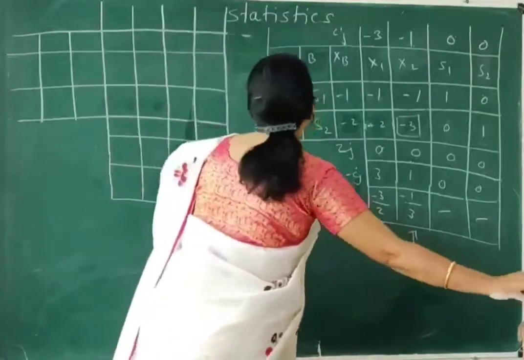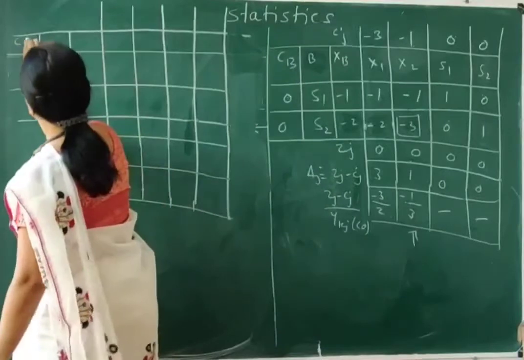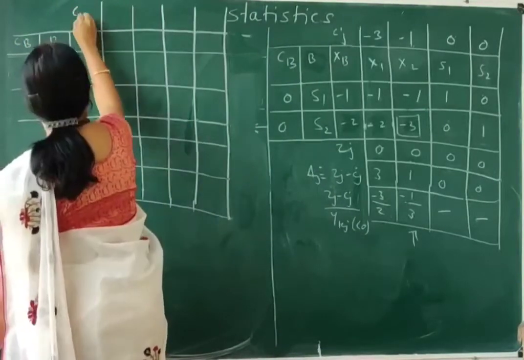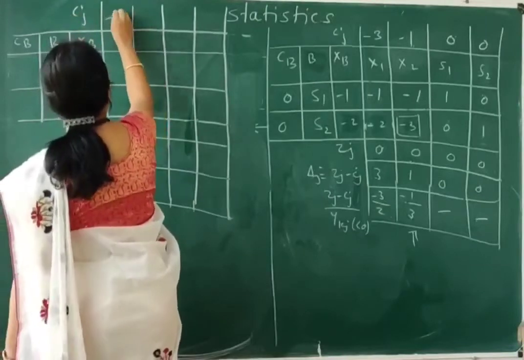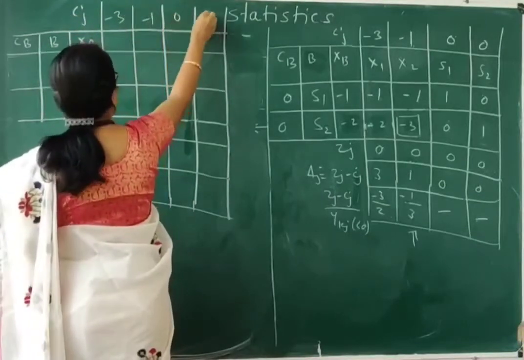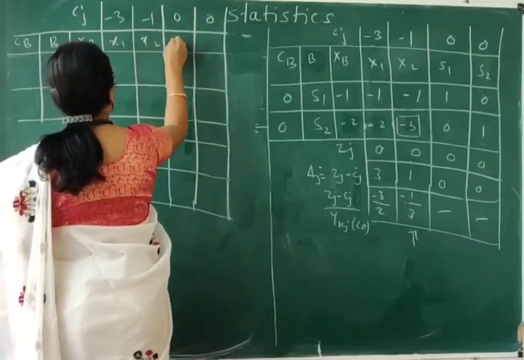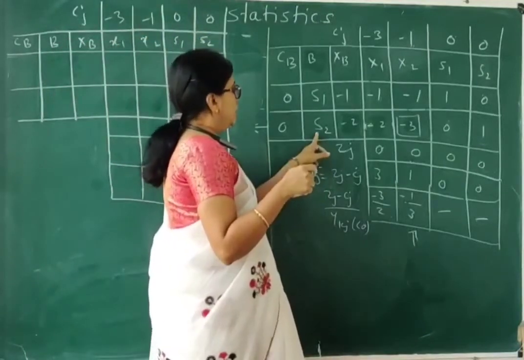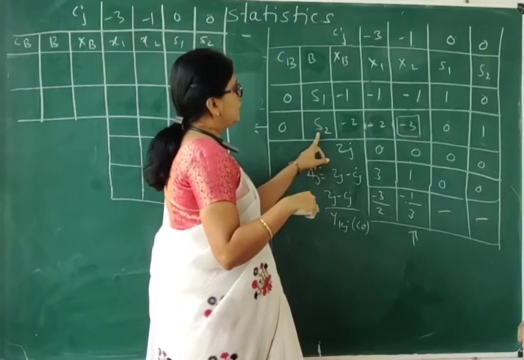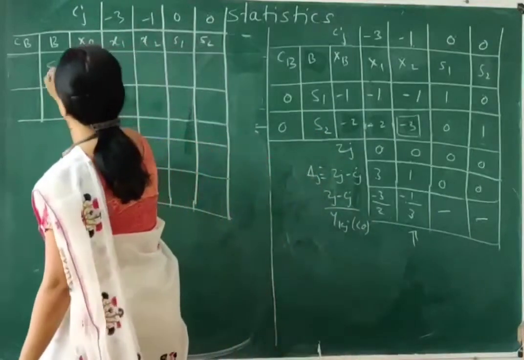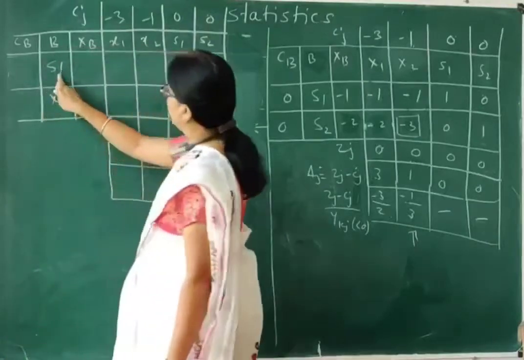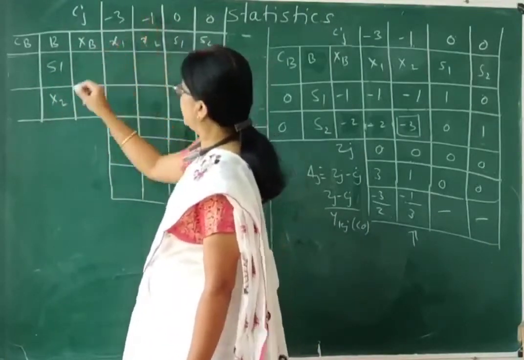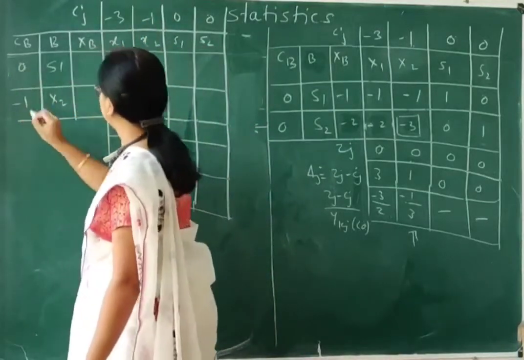We have a similar table. So CB, then we have B, then we have XB, then it is CZ. The values of CZ stay as they are, and the variables are also as they are. The only change is that we remove H2 and enter X2 over here. So H1 and X2. The cost of H1 is 0 and the cost of X2 is minus 1. So 0 and minus 1. Right?